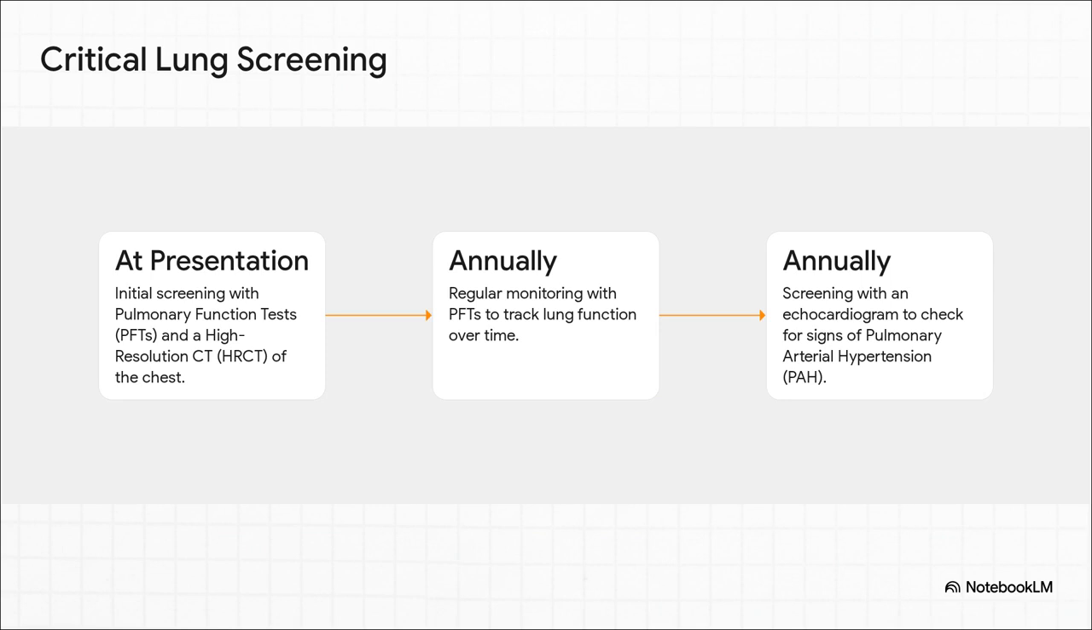So because this risk is so incredibly serious, being proactive is everything. You absolutely cannot wait for symptoms to show up. The guidelines are clear. When someone is first diagnosed, they should get baseline breathing tests and a high-resolution CT scan of their chest. Then, every single year, they need to repeat those breathing tests and get an echocardiogram to check for any early signs of PAH. Catching it early can make all the difference.